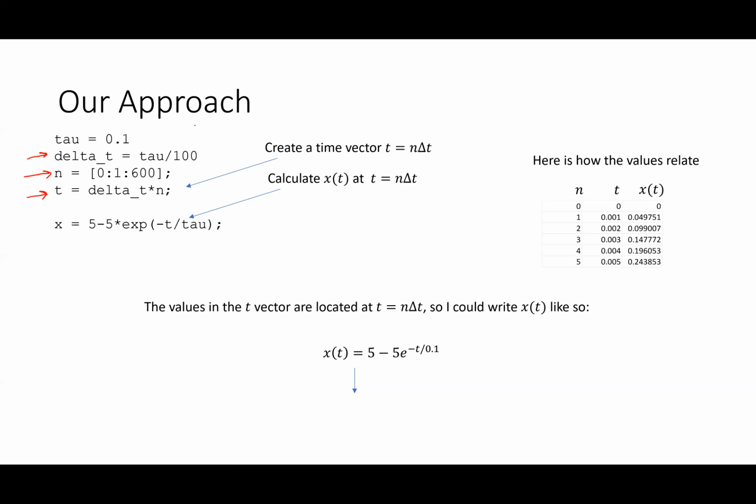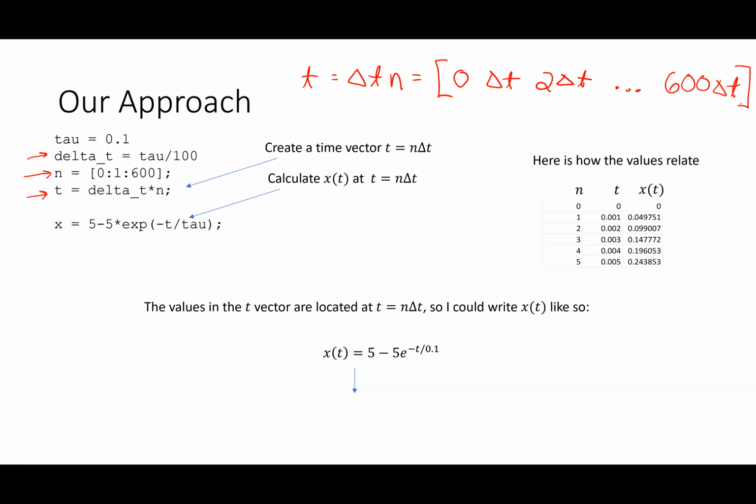So what would t look like here? My t is delta t times n. If I just expand it a little bit, what's the first value that would be in that vector? 0. What's the second one? Delta t. What's the next one? 2 delta t. And it would keep going until it got to what? 600 delta t.